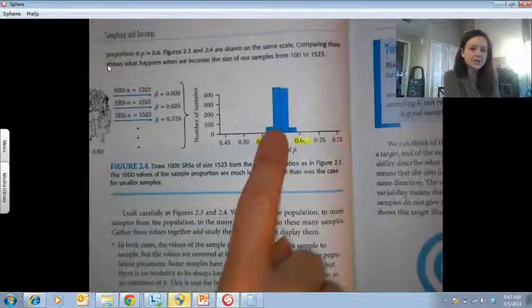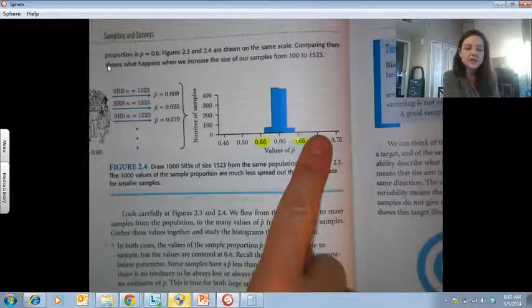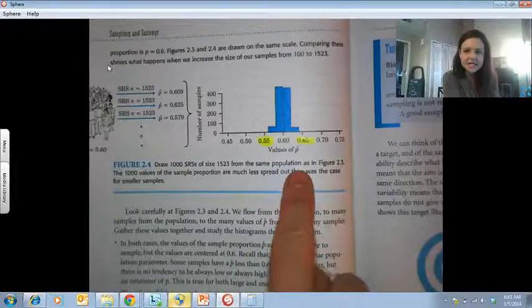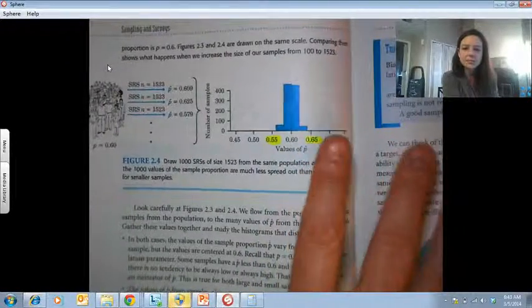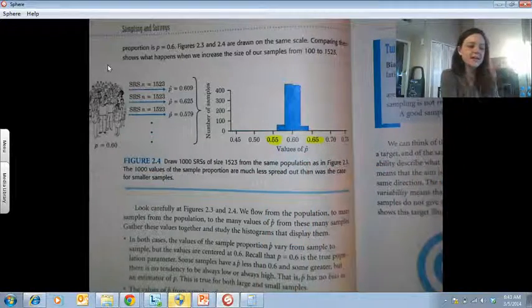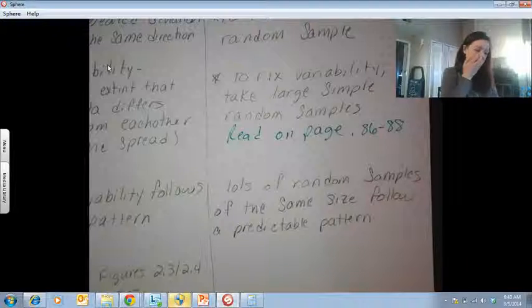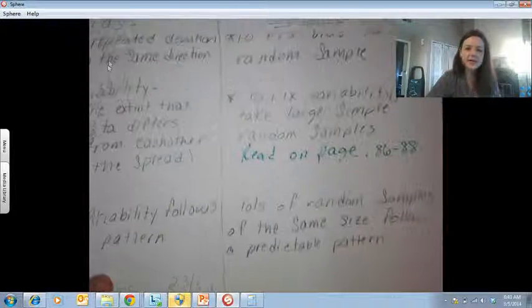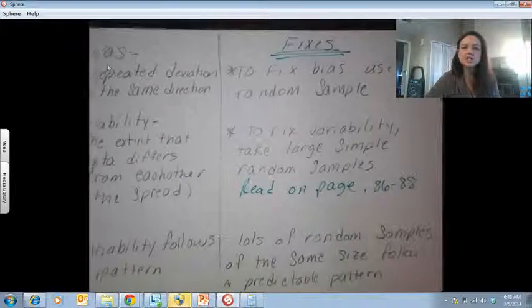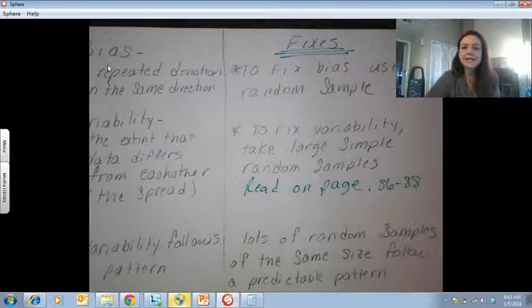So it doesn't look as pretty. It's not the normal curve, but these numbers are all a lot closer. These statistics are all a lot closer to the actual parameter from the data, and that's what we're looking for. So please remember that to fix variability, you need to take larger samples. To fix bias, you need to take random samples.